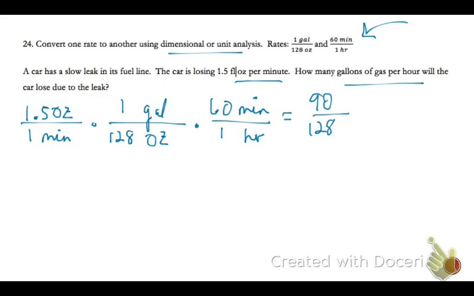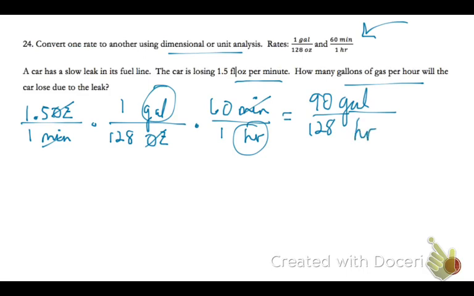Now let's look at our units, and let's start with the upper left. So our ounces here will divide out with our ounces in that denominator. Now let's look at our minutes. So our minutes in this denominator will divide out with our minutes in this numerator. And then we are left with gallons per hour.